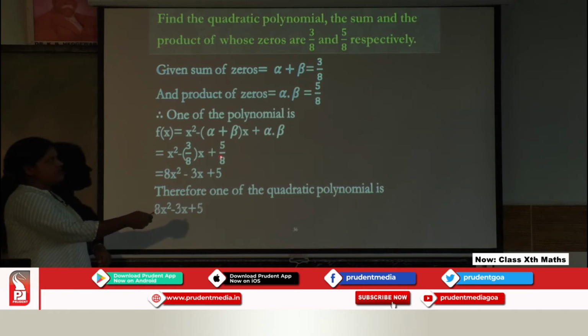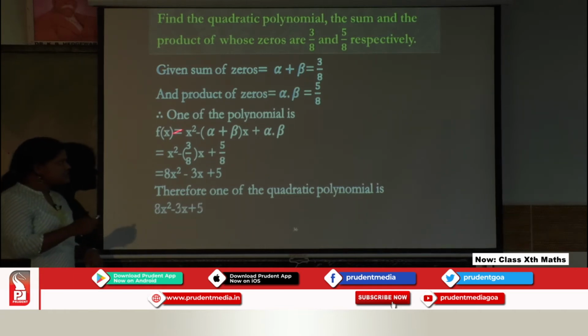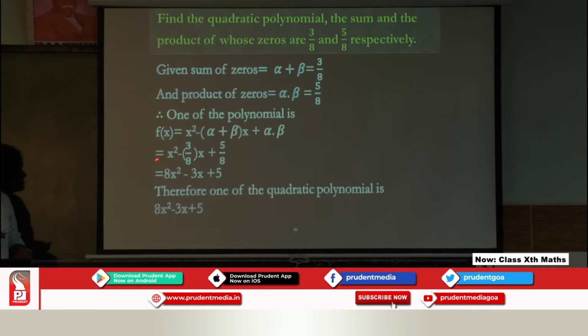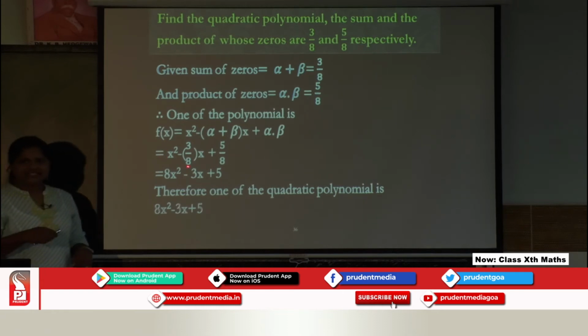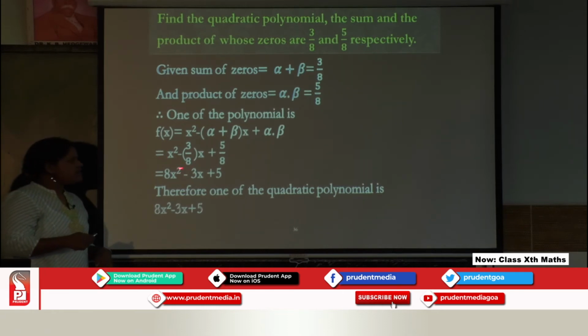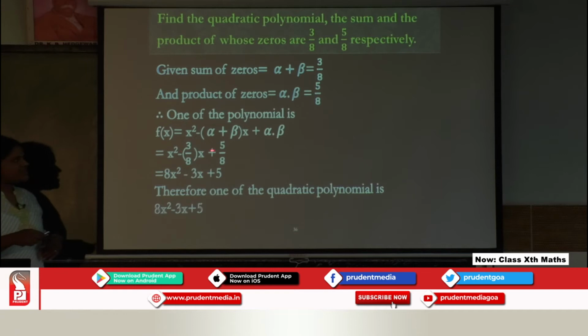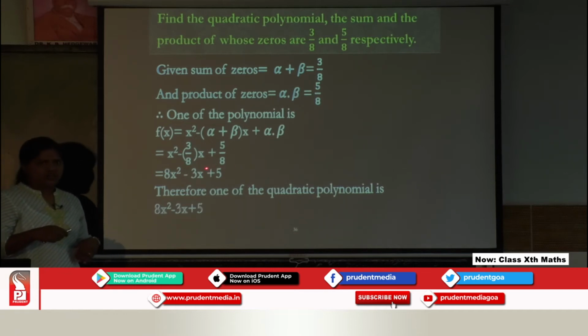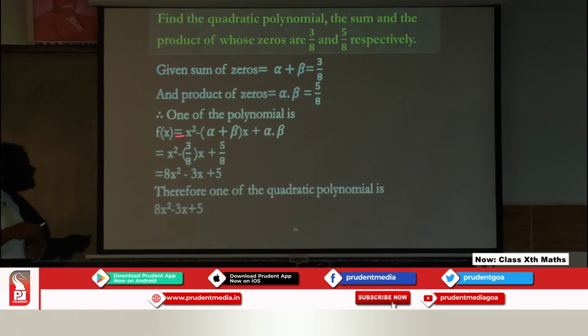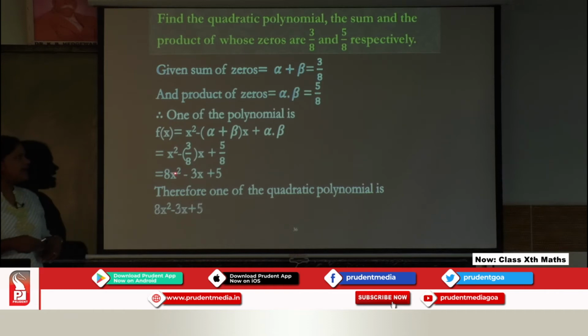So I have put here 5 upon 8. Now this polynomial is in the form of fraction. So let us standardize this. What to do is that you have to just try to remove this 8, and to get rid of this 8, what am I supposed to do is multiply the entire equation by 8. Okay. So if I multiply this entire equation by 8, what do I get?